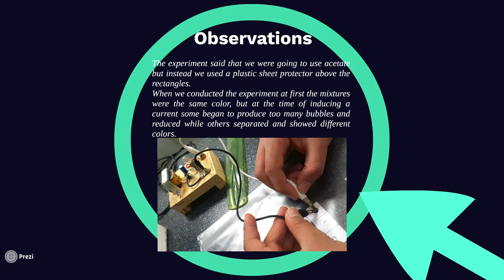Observations. The experiment said that we were going to use acetate, but instead we used a plastic sheet protector above the rectangles. When we conducted the experiment at first, the mixtures were the same color, but at the time of inducing a current, some began to produce many bubbles and reduce while others separated and showed different colors.